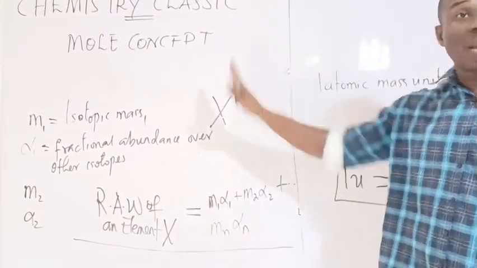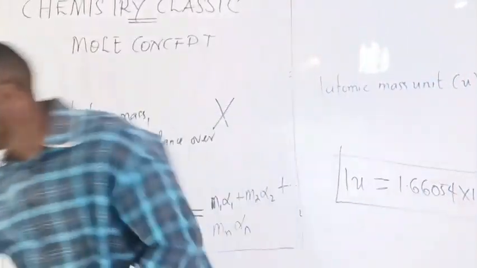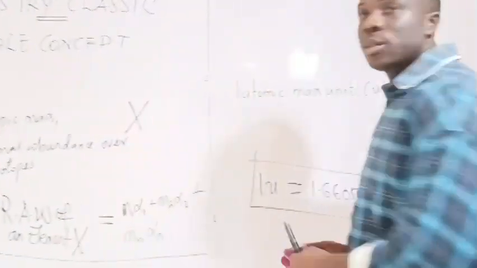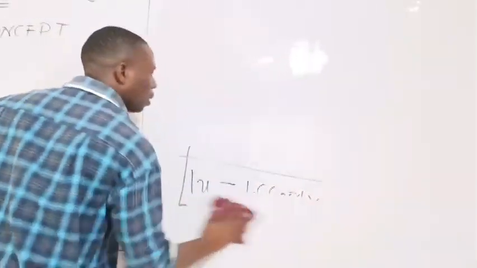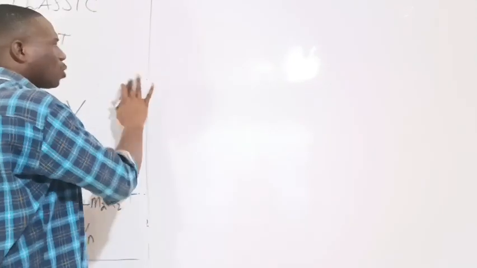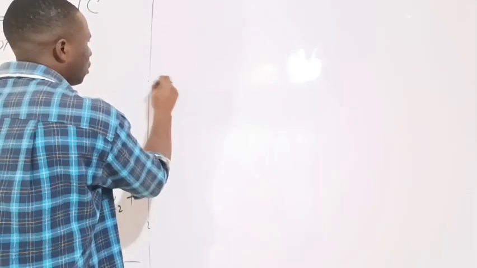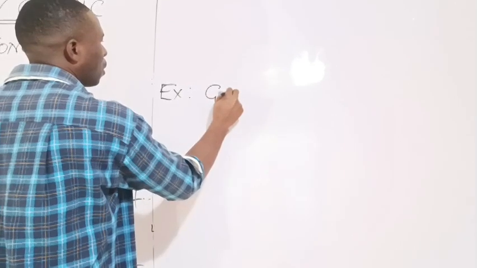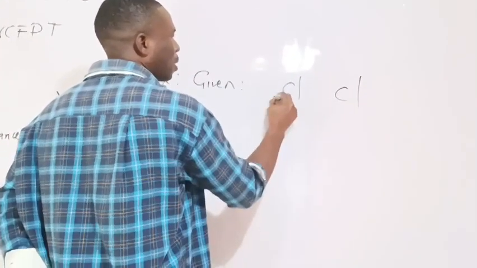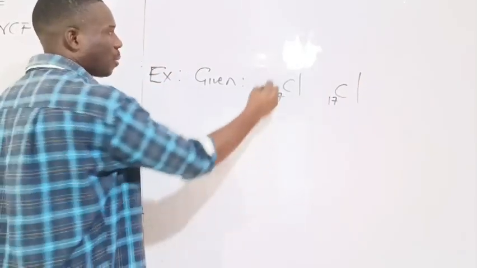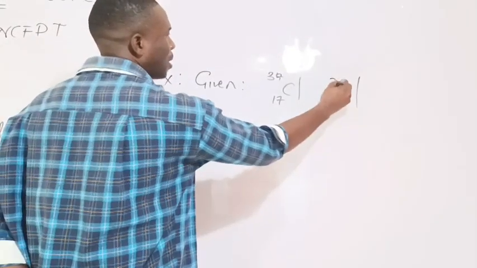So just one example, and I'll wrap it up for this. Take for example, chlorine has 2 isotopes. Its number of protons is always 17. It wouldn't change. The mass numbers are 37, and let's say this is 35.